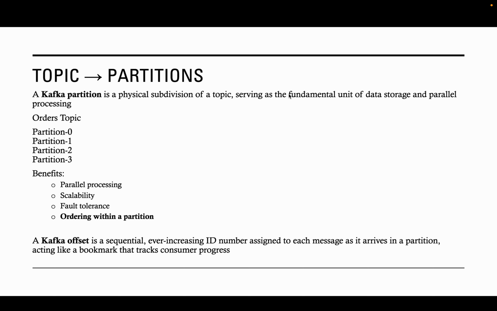The partitions are numbered from 0 to 3. So there are 4 partitions, and it is the fundamental unit for data storage. This is where the data gets stored. So a topic will have partitions, and a partition is the place where data, messages, will be stored. And this is the key for parallel processing. Now there are multiple consumers who are reading from these partitions. That is where we are getting parallel processing. That is where we are getting scalability, right?